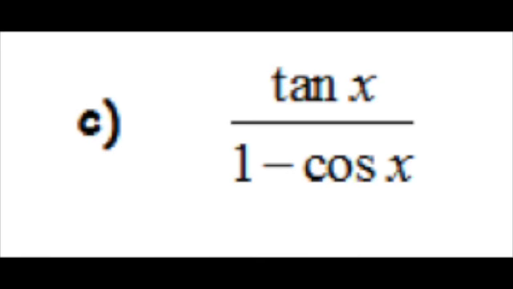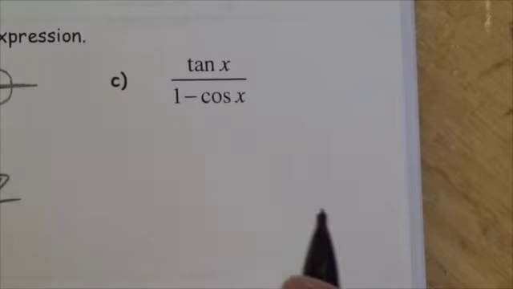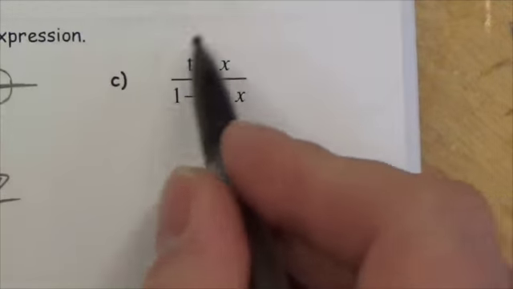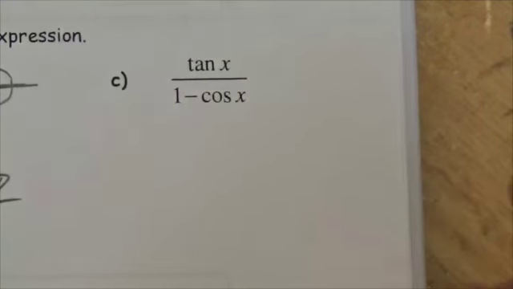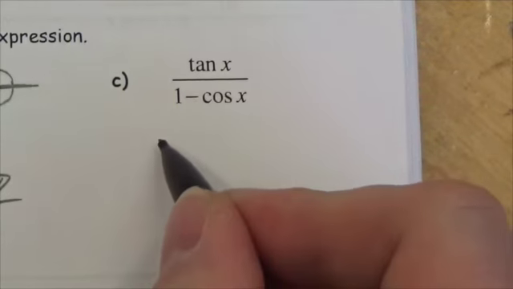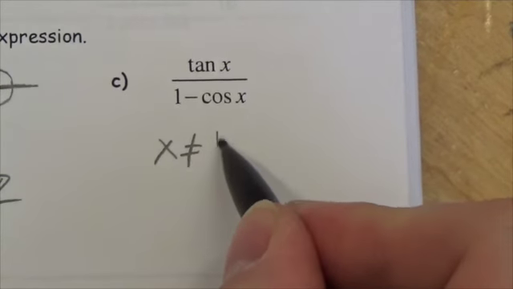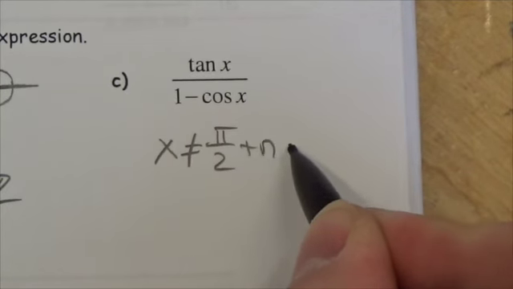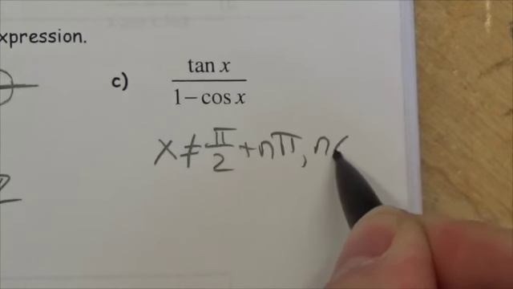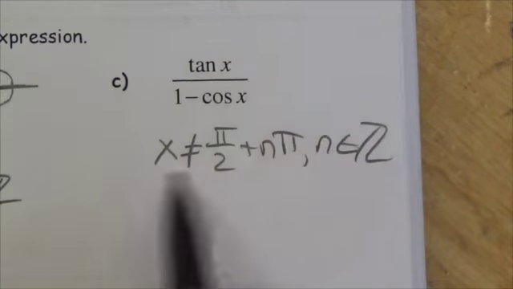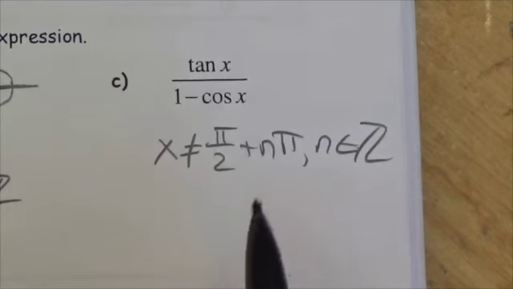There's my restriction. The tangent of x divided by 1 minus the cosine of x. Okay, now this question here is going to have a couple of restrictions. First of all, a tangent shows up. So by default, I know that x cannot be allowed to be pi over 2 plus n pi, where n is an element of the integers. Okay, that's a restriction that comes from just the tangent all on its own.